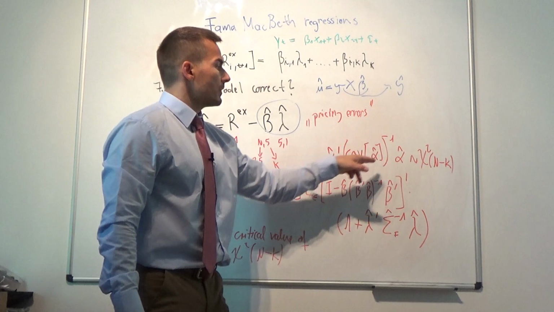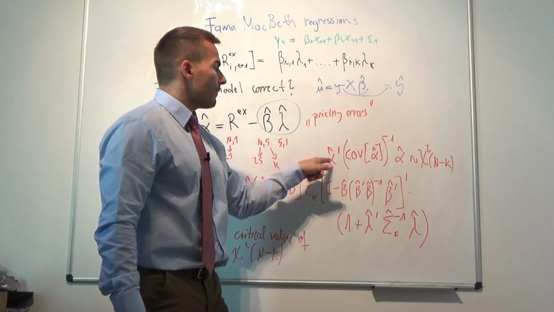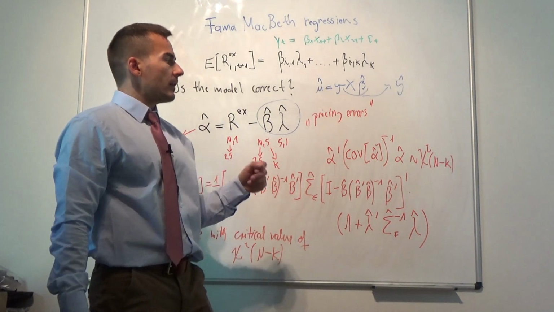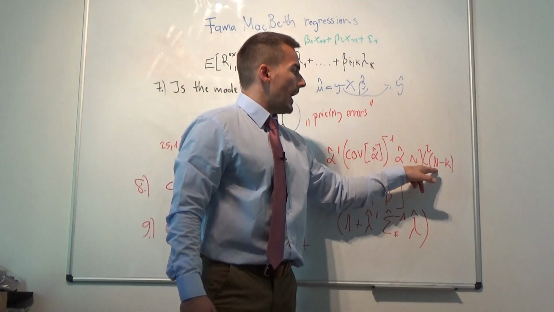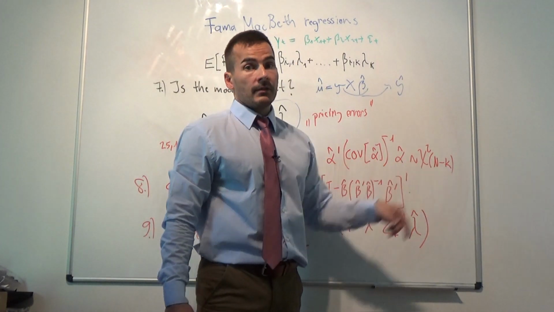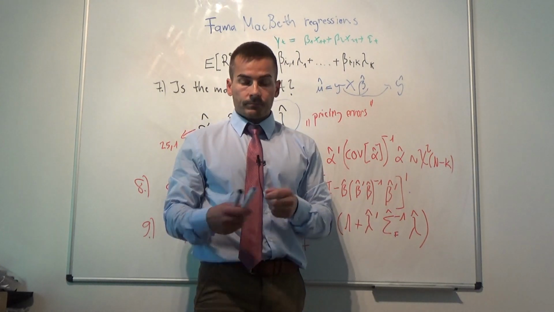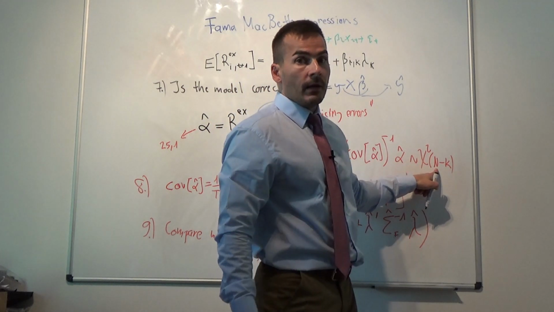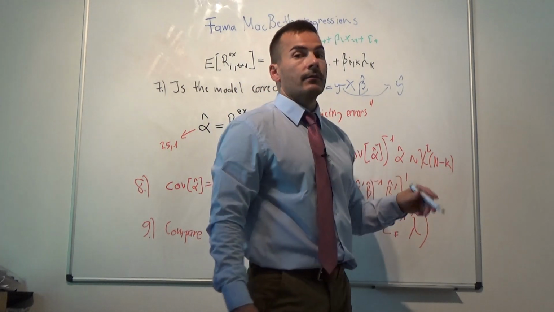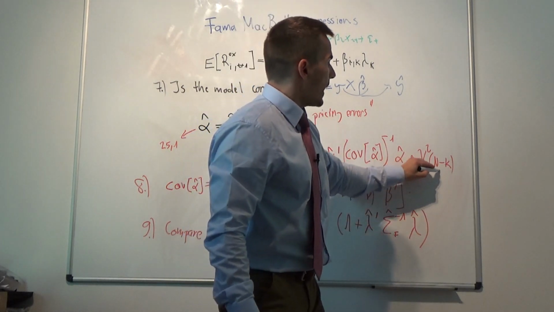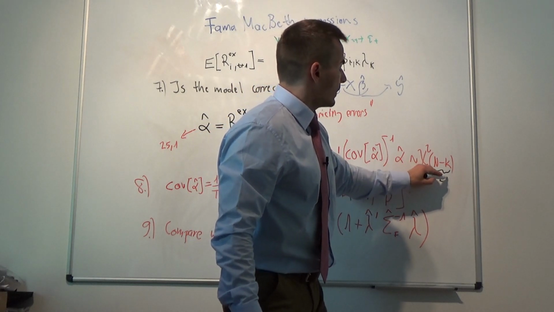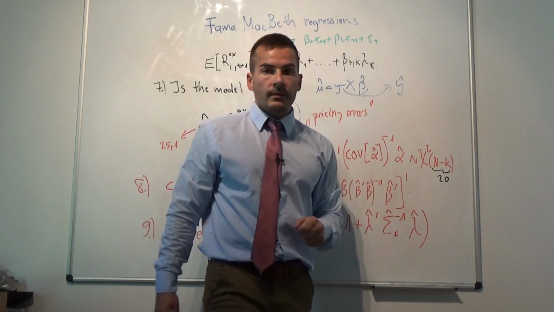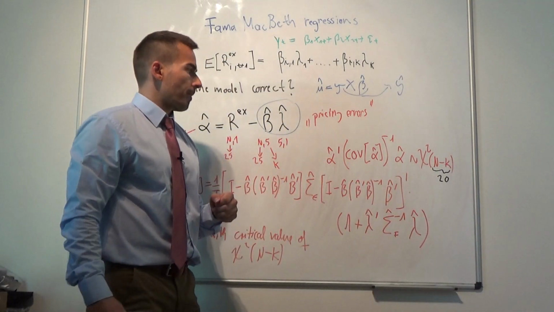So we know from statistics that if we multiply our pricing errors transposed times the inverted covariance matrix of the pricing errors times the pricing errors, it follows a chi-square distribution with capital N minus capital K degrees of freedom. Recall that our N is 25 in our case, and capital K is 5. So our test statistic follows under the null hypothesis a chi-square distribution with 20 degrees of freedom.